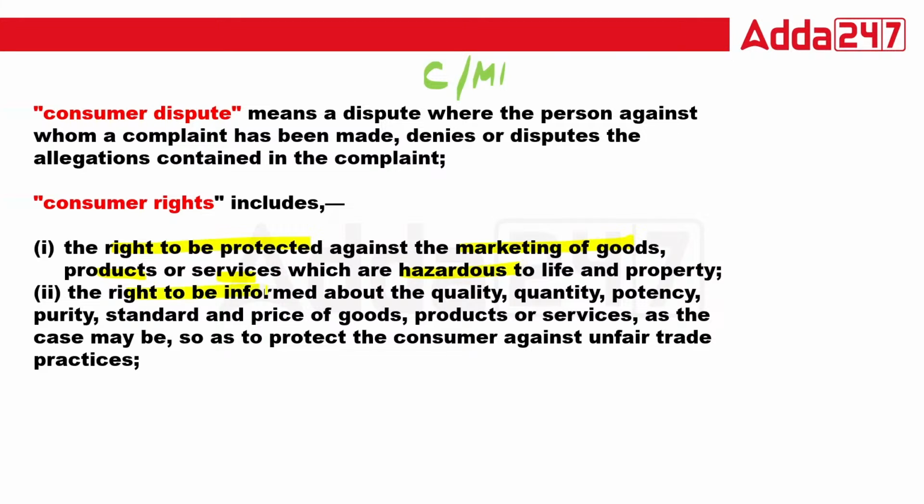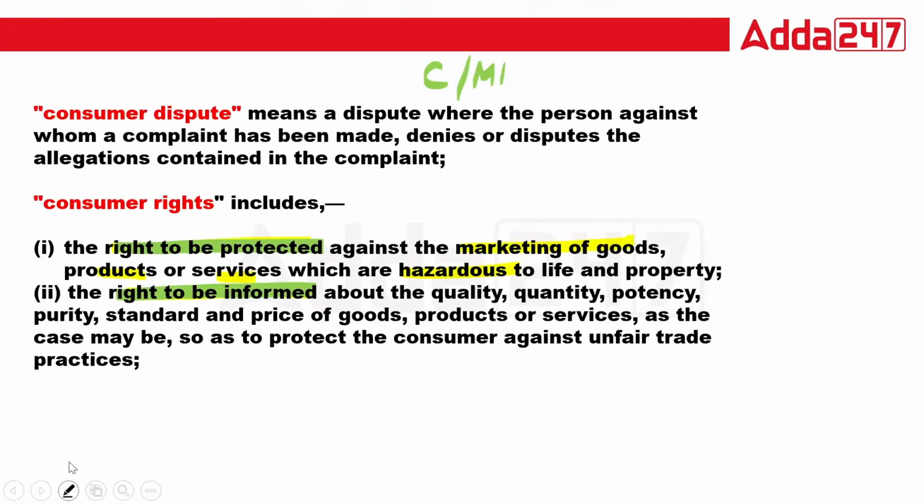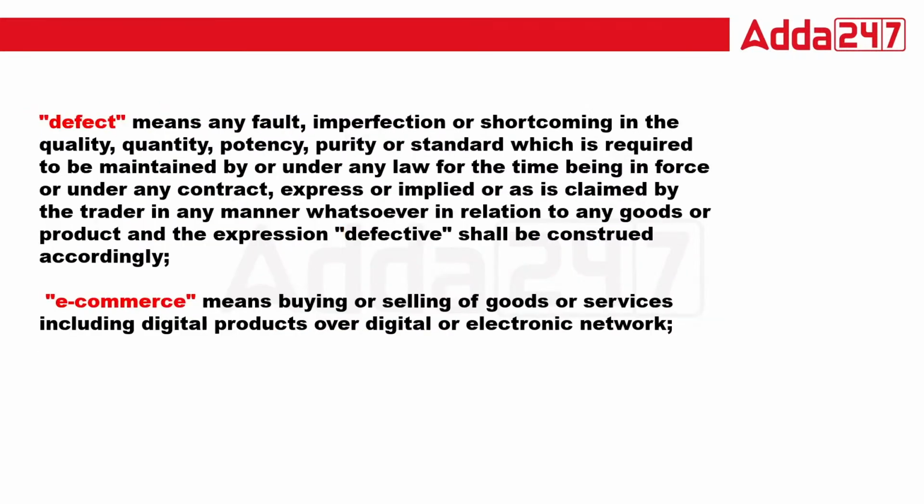Right to be informed. So you can see here: right to be protected, right to be informed about the quality, quantity, potency, purity of the goods, right to be assured, right to be heard, right to seek redressal, and right to consumer awareness. So these are the 6 rights which are available to the consumer class. Okay, so the definition of consumer right is also important.